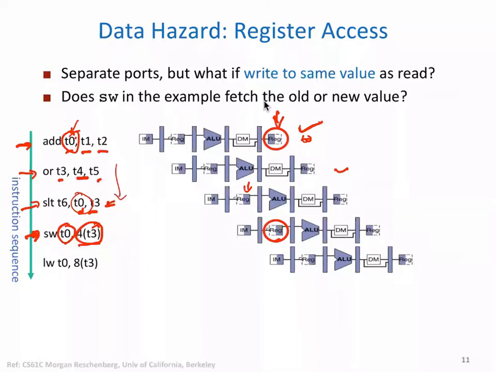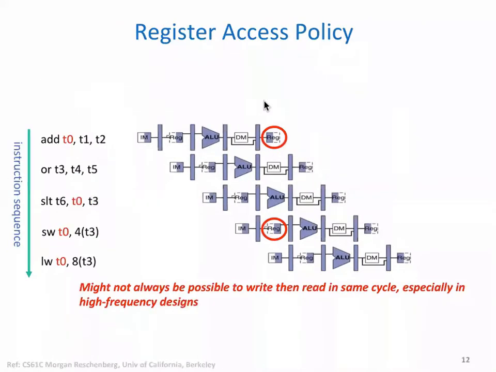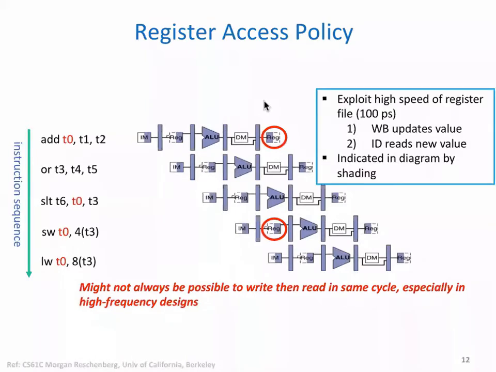Okay. However, we can see that there is a problem here, right? Because the value of T0 is still not available. So even in this case, wherein we are reading and writing, this T0 is being written, which is used in the instruction store word. So reading while we are writing in the first section is okay sometimes, but it's not always okay, because if we are using a very high frequency design where the clock cycle is very small, reading and writing cannot be done in this way.